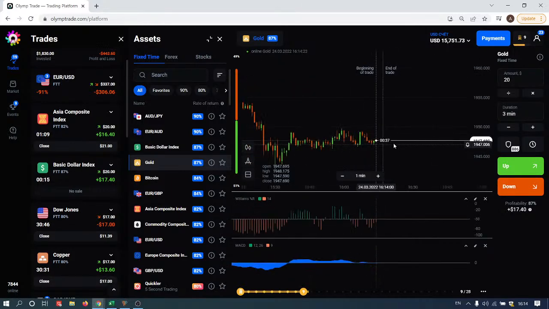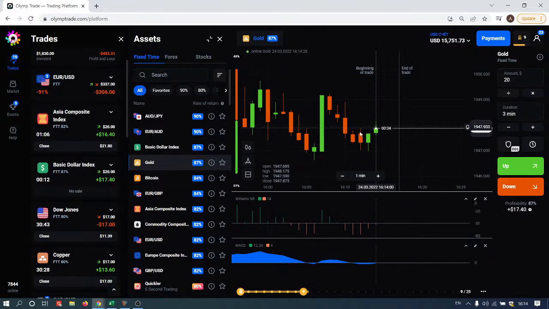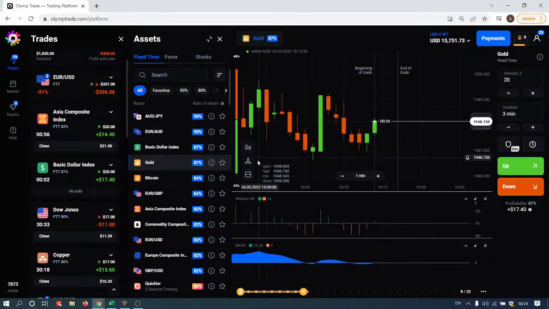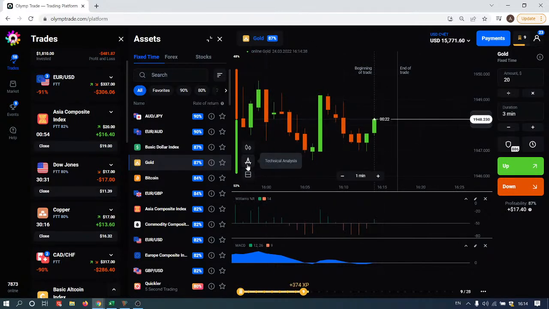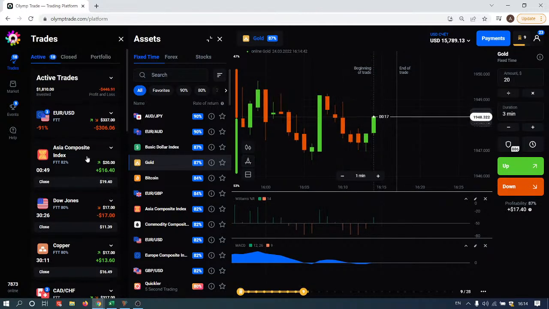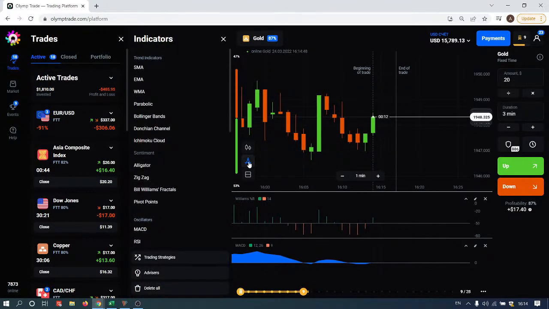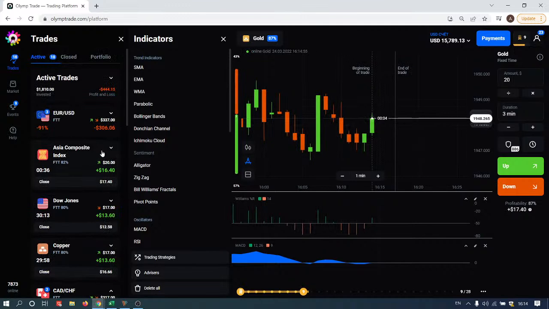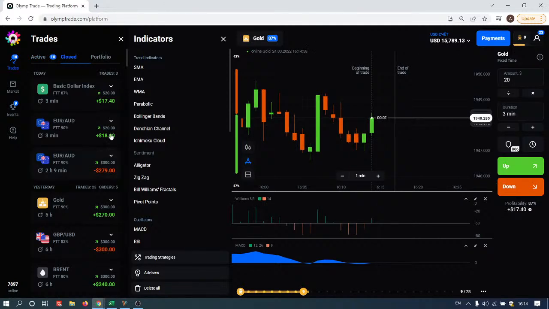And well, gold is really not going anywhere. It's kind of stuck in this sideways corridor. Where can I find these strategies? Yes, so you need to look for this sign, which is called technical analysis, and you need to click this button, and then you will see trading strategies. So if you trade from your mobile application, you will find it in your mobile app.